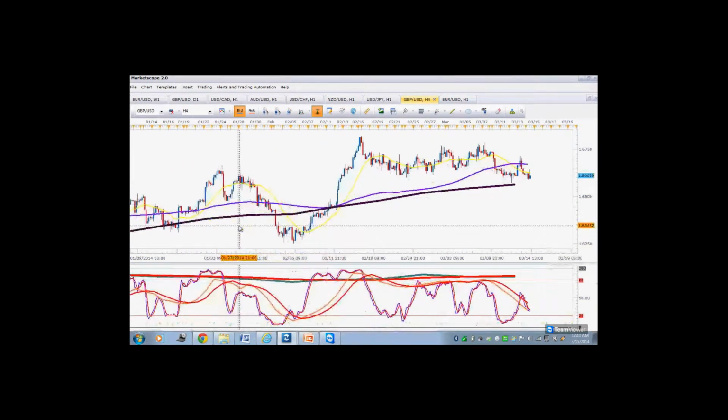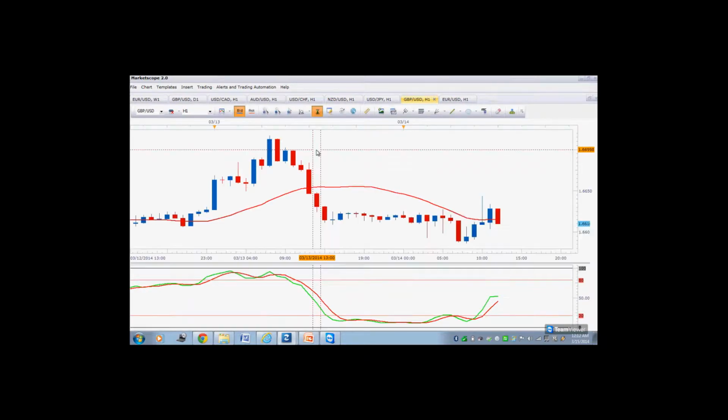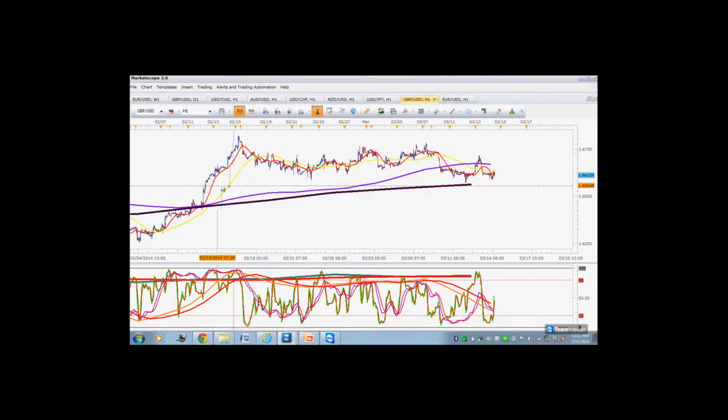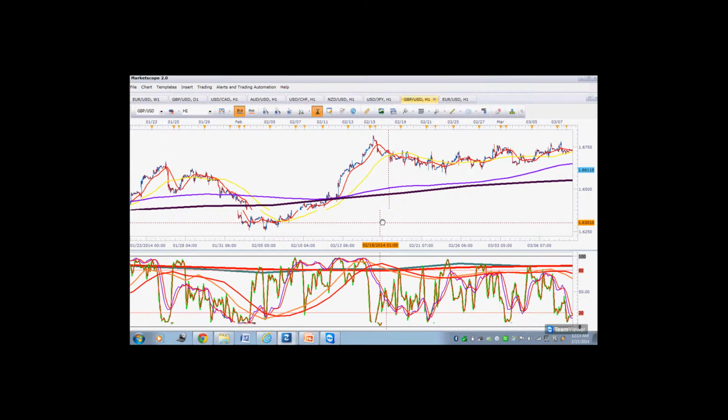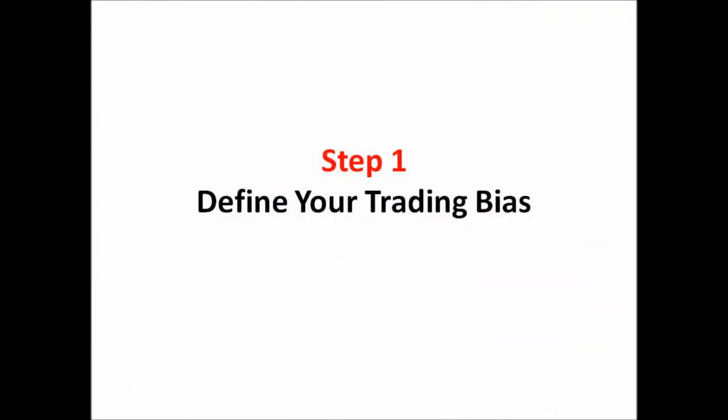In the 4-hour chart, now we see here the three moving averages: the weekly, the daily, and the 4-hour. At the same time, we also see the three stochastics: the weekly, the daily, and the 4-hour. And then we zoom in now to the 1-hour chart, wherein we see all these time frames: the weekly, the daily, the 4-hour, and the 1-hour. At the same time, we also see the stochastics of the four time frames.